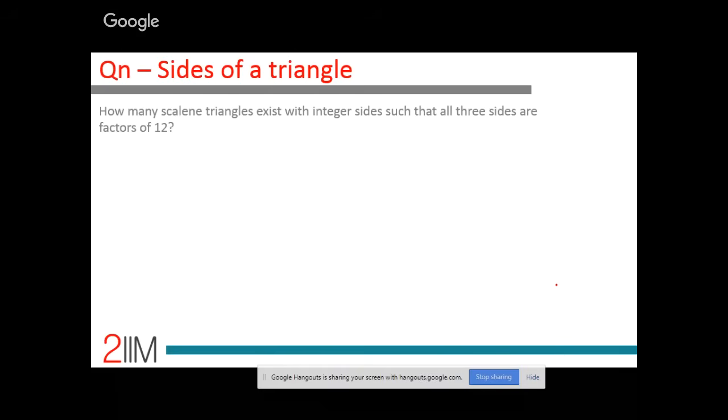Give it a go. I'm going to wait for about half a minute to 1 minute, and then we'll go on to discuss this. We want all three sides to be factors of 12. We want this to be a triangle. Further, we want this to be a scalene triangle.